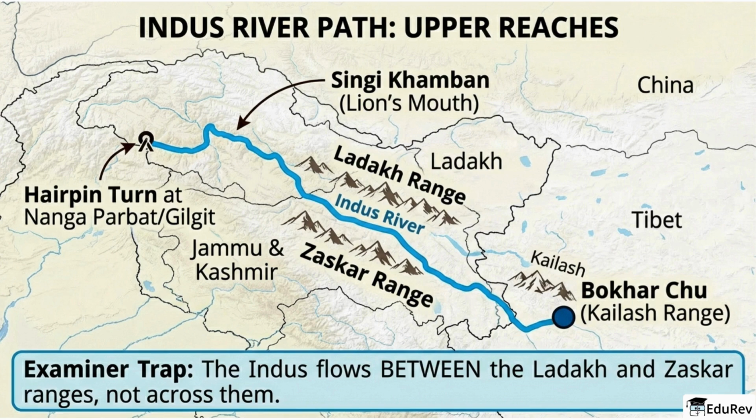Now lock the spatial relation carefully. The Indus flows between the Ladakh range and the Zaskar range, not across them, between them. This is where examiners set easy traps. Then comes a dramatic bend, the hairpin turn near Nanga Parbat and Gilgit. So the upper Indus is not just a straight Himalayan stream. It is a structurally controlled river with a very specific mountain corridor and a major directional bend.